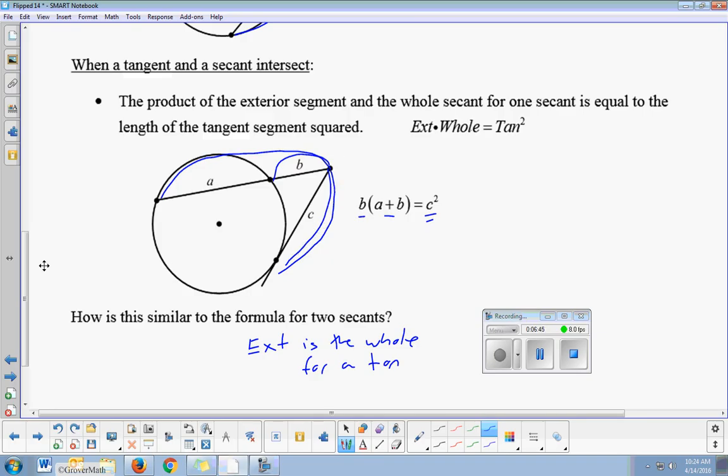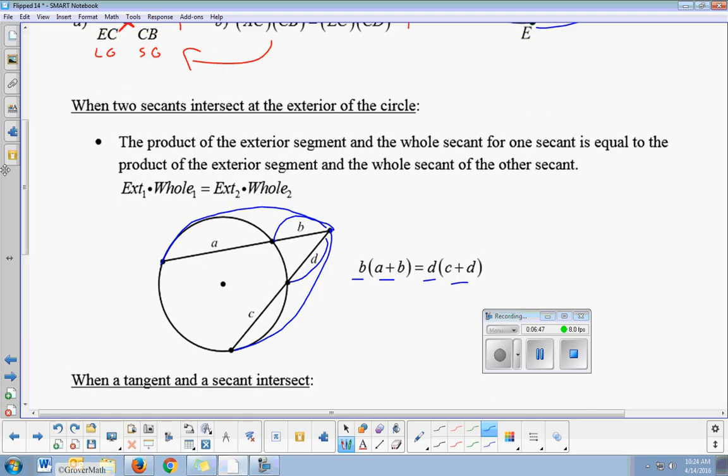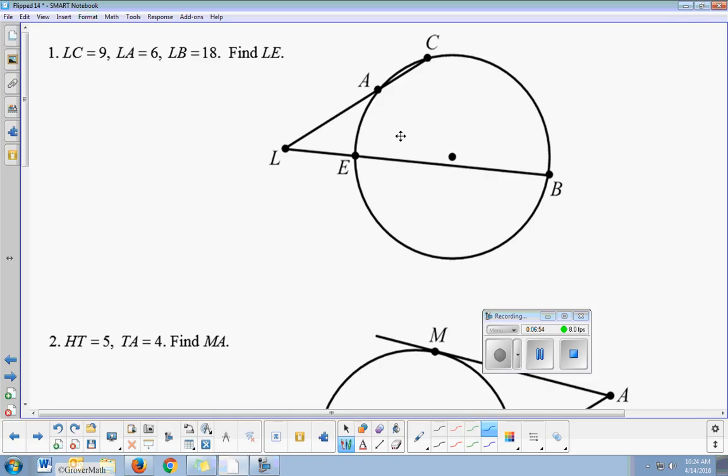All right, so that's what you have to remember about the lengths of secants. The whole times outside equals the whole times outside. Outside and exterior is the same thing. So a couple quick practice problems here.